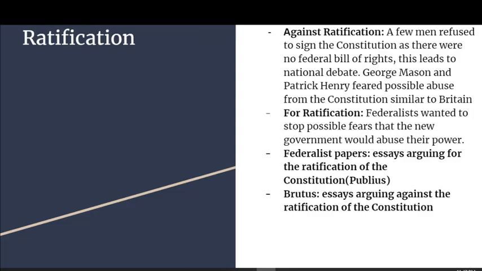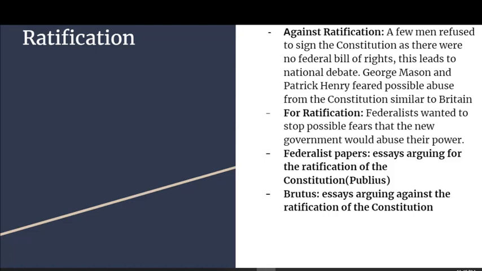And now we get to ratification. So there were two groups of people in colonial America: against ratification and for ratification. The against group were a few men who refused to sign the Constitution because there was no Bill of Rights. And this causes a debate. It was led by George Mason and Patrick Henry. They feared that possible abuse would happen under the Constitution, similar to Britain's treatment of the colonists. And it was a legitimate fear, as they wanted to know what rights the people have, and that would be protected no matter what.